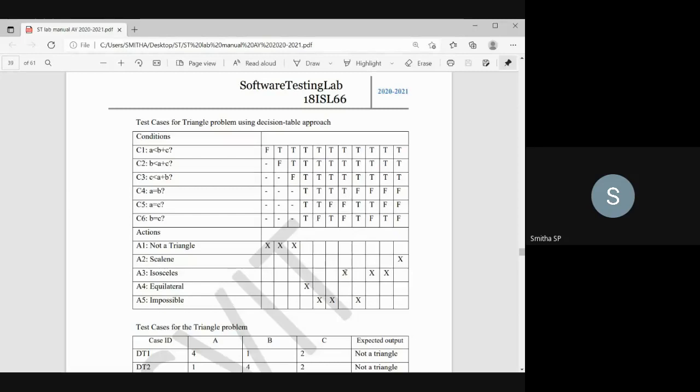So it is an isosceles triangle. Then moving to the next rule, the three conditions are satisfied to form a triangle. Next, condition 4, A is equals to B, is false. The entry is given as false here, so it is not satisfied.